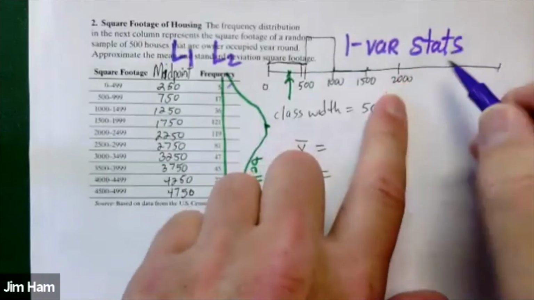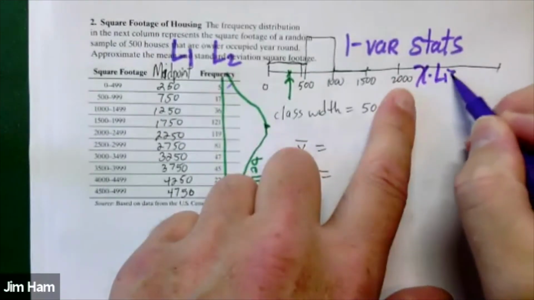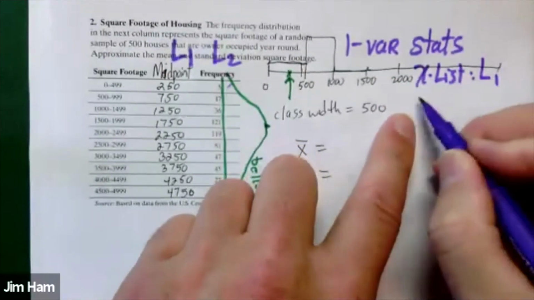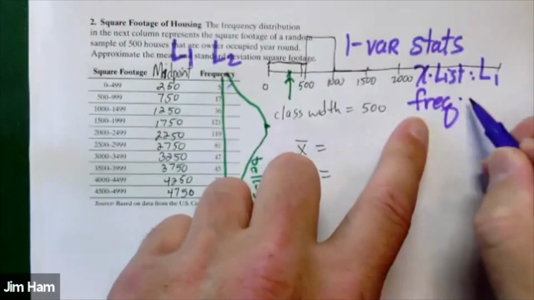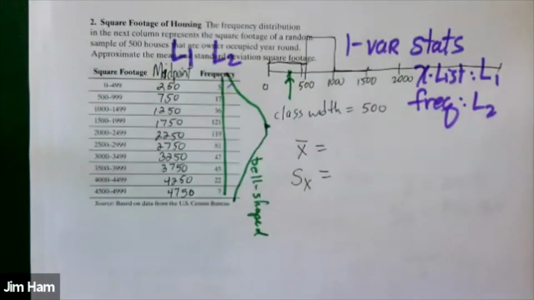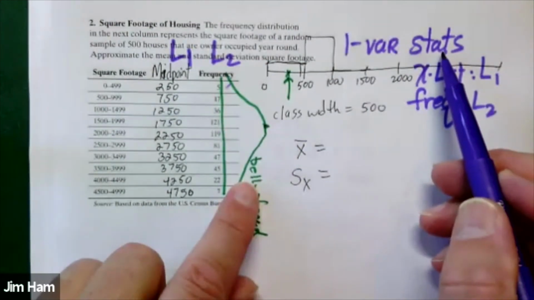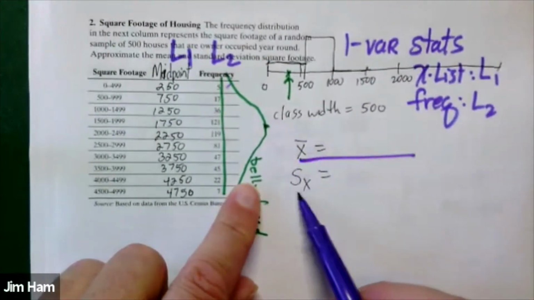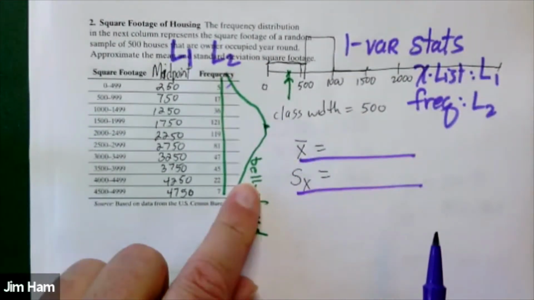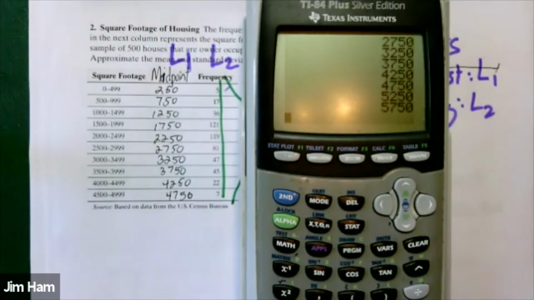The difference is that your X list is going to be L1, and now we're going to use a frequency list that we haven't used yet to date. And we're going to put those in L2. So let's do that, and then let's use the one variable statistics to calculate the mean and the standard deviation of the group data.